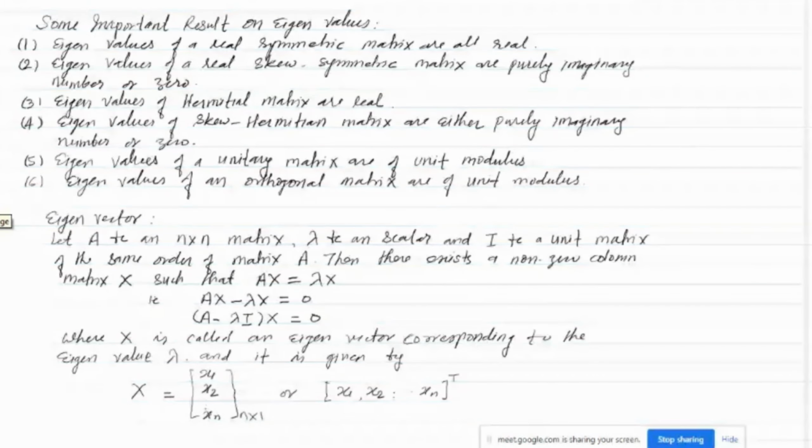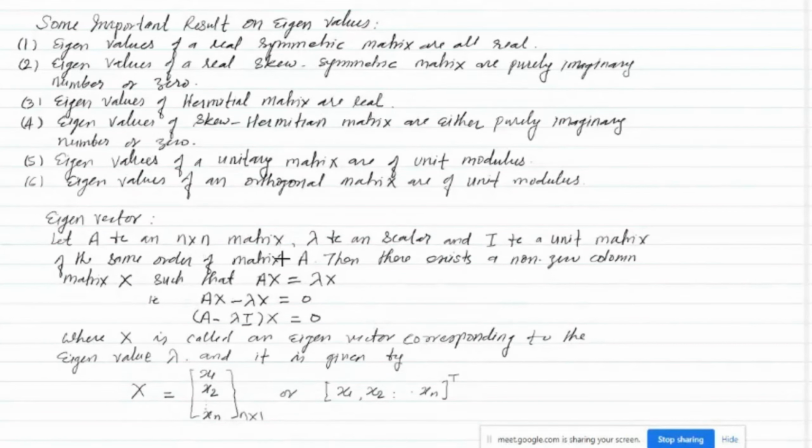If any square matrix is given to you and lambda is any scalar and I is the unit matrix, then there must exist a non-zero column matrix X such that this condition holds. And if I simplify this, you will obtain the formula for eigen vector: A minus lambda I into X equal to 0. Okay, you must remember this formula while doing the problem. Now let us do the problem based on this, then you will understand the definition properly. Okay, so let us take one of the simplest examples.